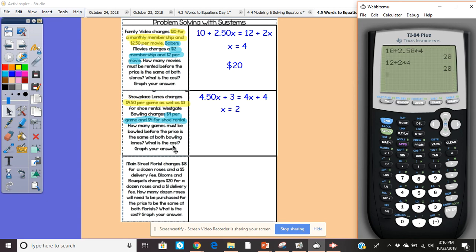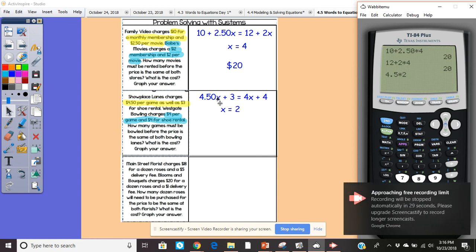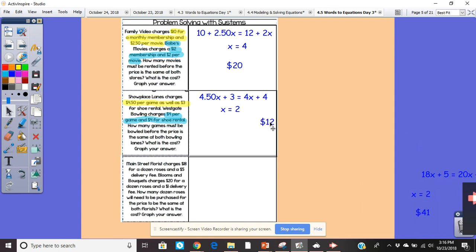Again, you've got a second question here that says, what is the cost? So you've got to work this problem twice, and you've got to plug your x value in. So what I'm doing is I'm putting this 2 in here for the x, and then plus 3. So it would cost $12.